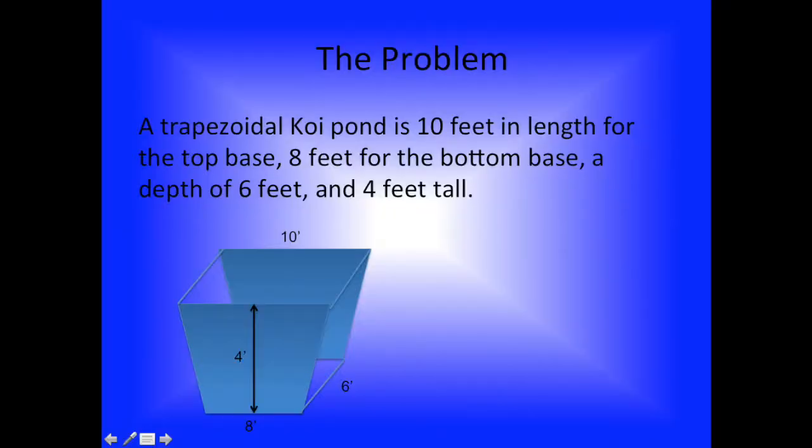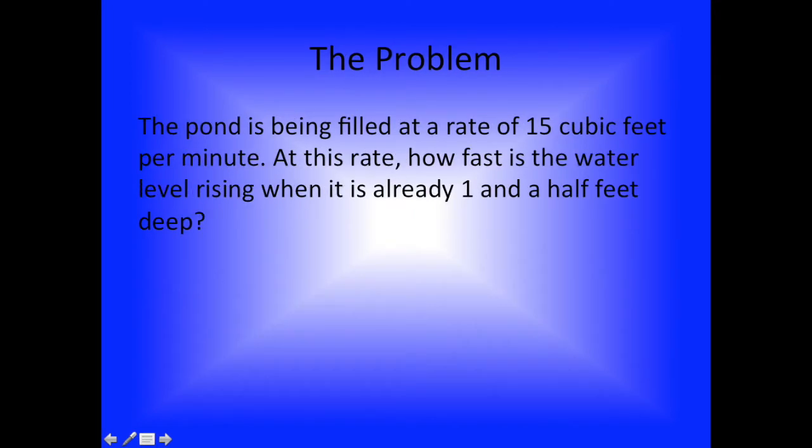The problem is that there is a trapezoidal koi pond that is 10 feet in length for the top base, 8 feet for the bottom base, has a depth of 6 feet, and is 4 feet tall. It is modeled by the diagram shown here. The pond is being filled at a rate of 15 cubic feet per minute. At this rate, how fast is the water level rising when it is already 1.5 feet deep?